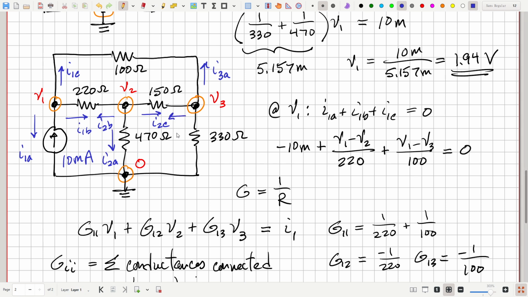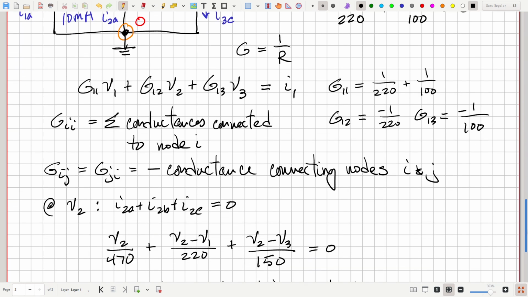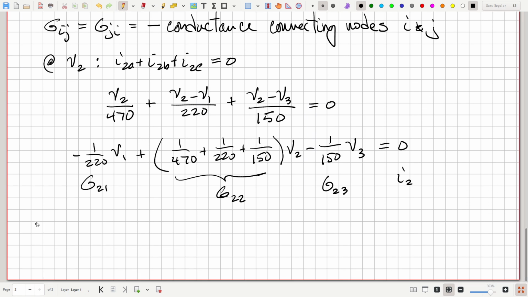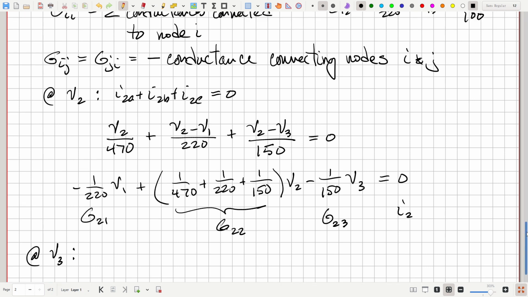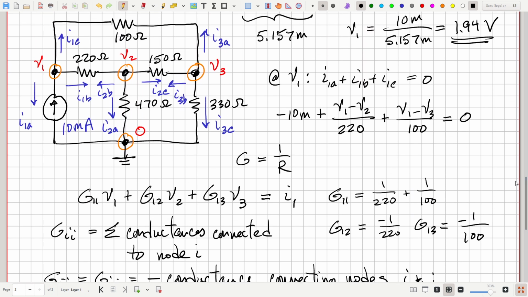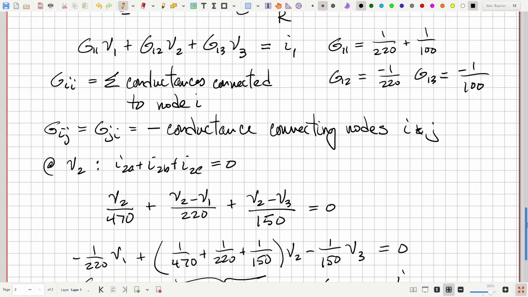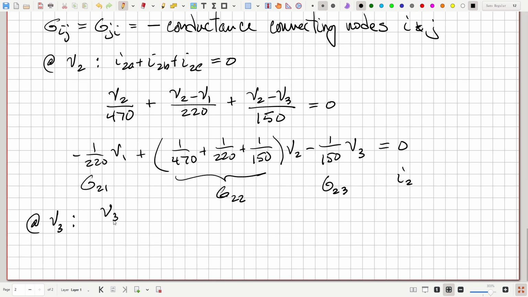I3B, and that I3C. So let's write that equation. This will be now at V3. What are we going to get? Okay, I3A. So that's the current through the 100 ohm resistor going from V3 to V1. So V3 minus V1 over 100 would be that current.